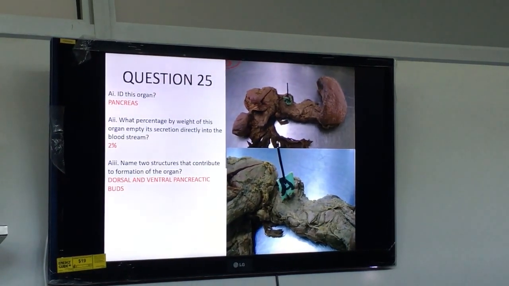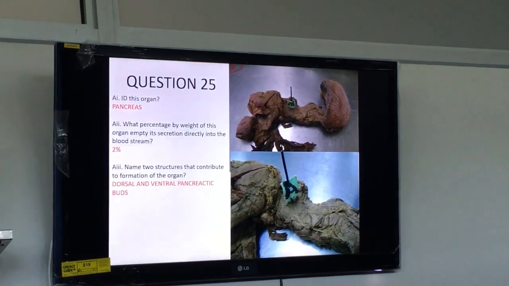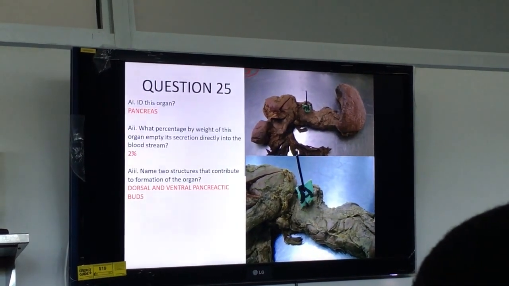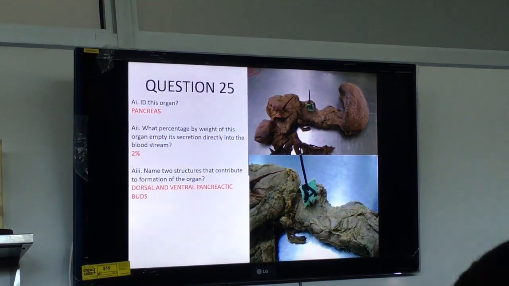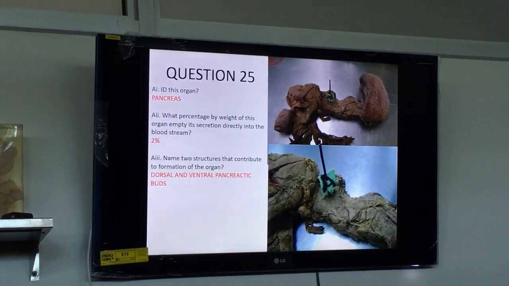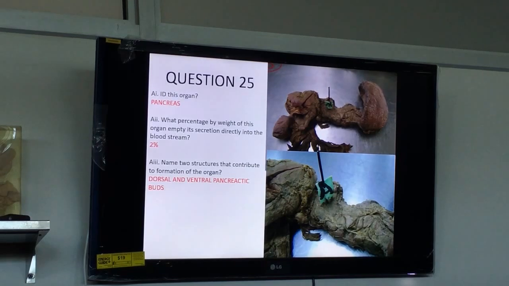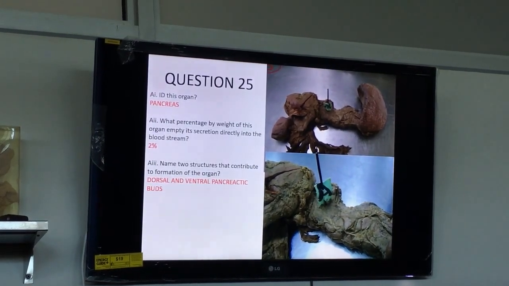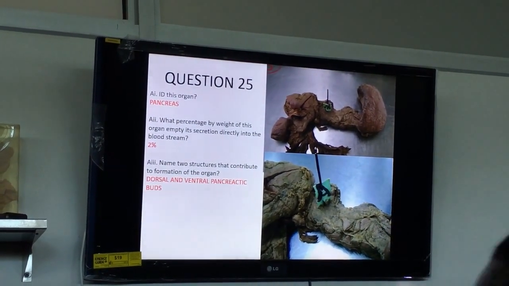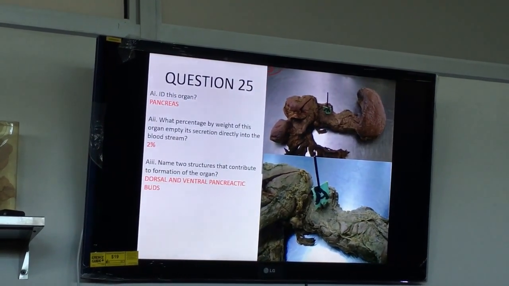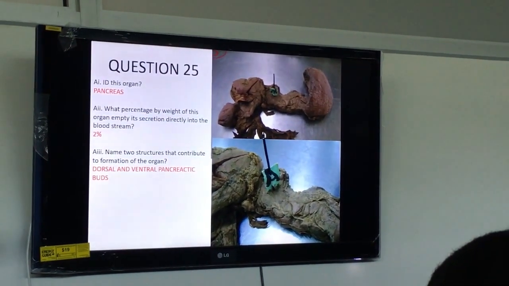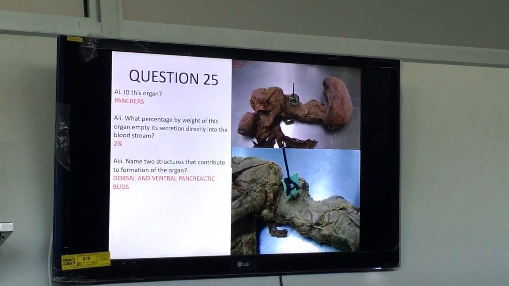Alright, look at this now. I don't like this question either. Let me ask you a question, guys. Look at A2. What percentage by weight of this organ secretes directly into the blood? Why do we need to know that? Anyway, as far as I'm concerned, that's garbage. Seriously, that's garbage. When does a medical student need to know that?